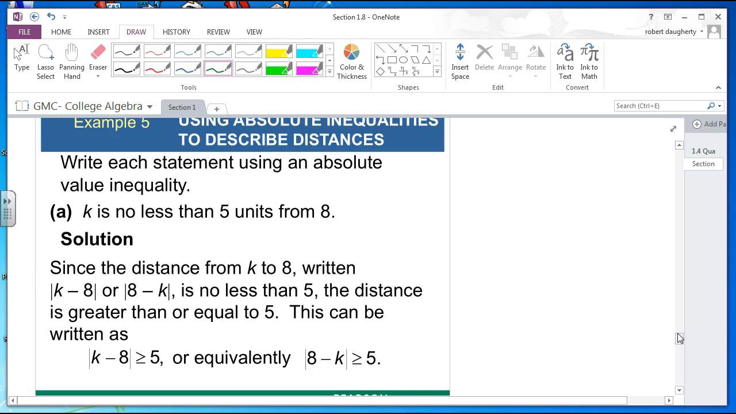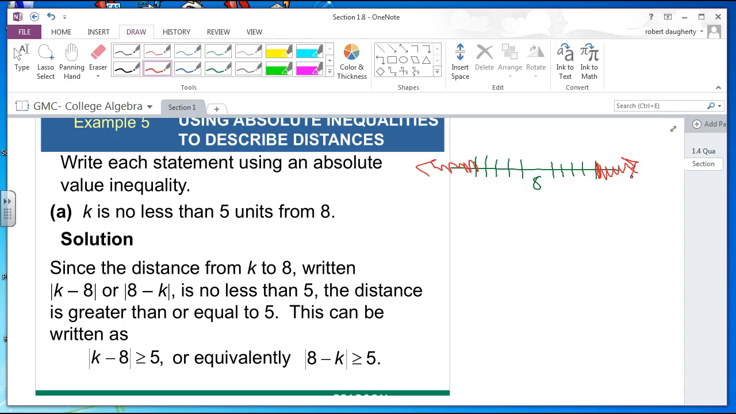Okay, so if you think about it, on a number line, you've got an 8. And I'm saying it is no less than 5 units away. 1, 2, 3, 4, 5. So I'm talking about the situation where I'm talking about things out here. So that's what I'm trying to model. It is no less than 5 units from 8.